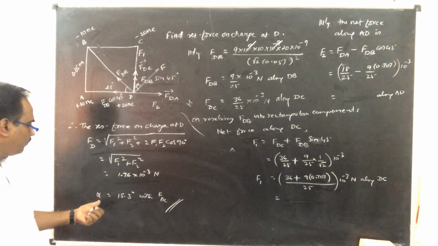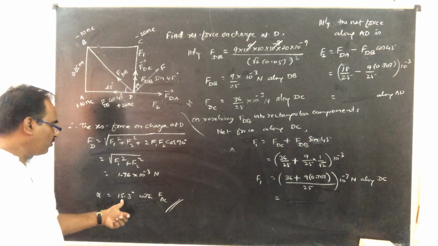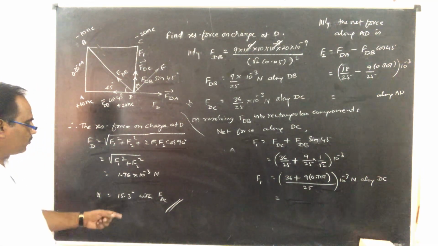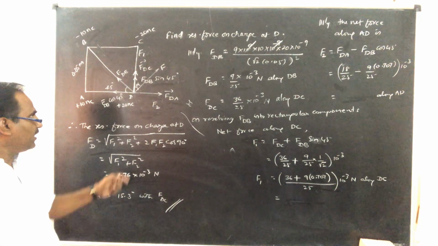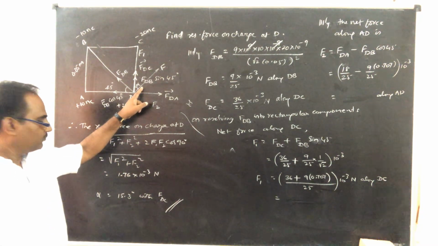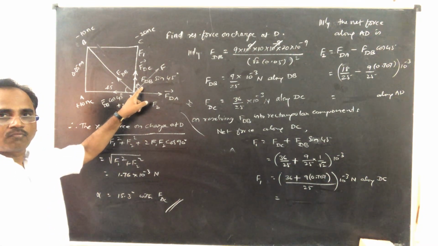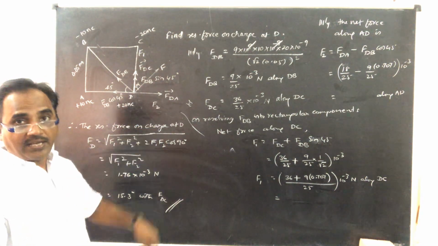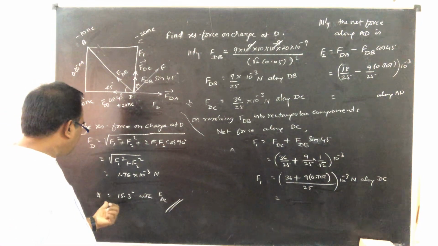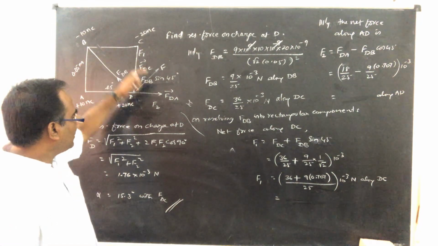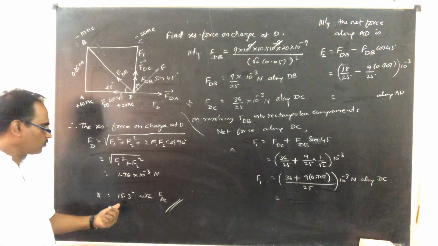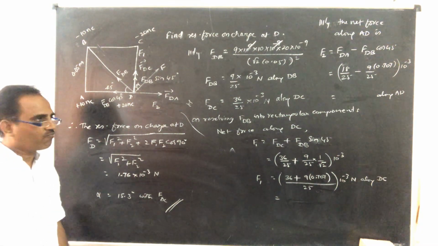Similarly, you find the direction of resultant, it comes to be 15.3 degree with DC. So if you subtract this 15.3 from 90 degree, you will get this angle. So that becomes the direction of resultant with respect to FDA. So you can find the direction of resultant with respect to FDC or FDA. So if I calculate with respect to FDC, it comes to be 15.3 degree.